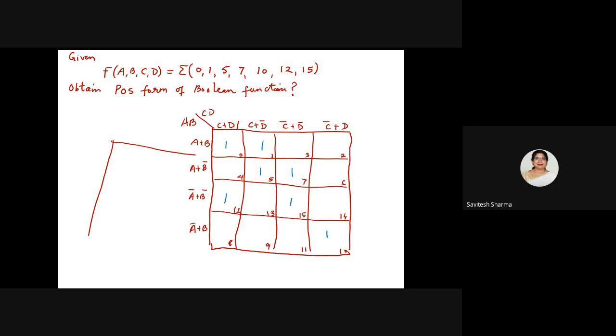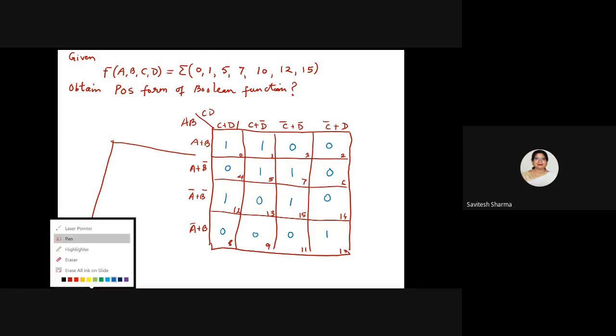So you see that you found the location where your output is 1. So you just fill zeros. The remaining cells that are left, you will fill with the zeros. So my concentration here is, I want a POS form, so I will concentrate this time on zeros, okay? So mapping, I did here for 1 and 0 both, but I will concentrate on only 0. Why? Because I want POS form.